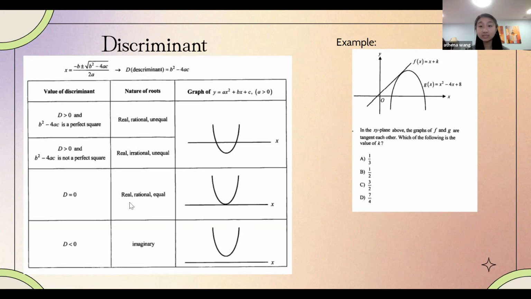Okay, so this is an example. It might be a little bit harder, but in this graph, we have that f and g are tangent to each other. It touches at exactly 1 point. So what is the value of k here? I'll give you 2 minutes.